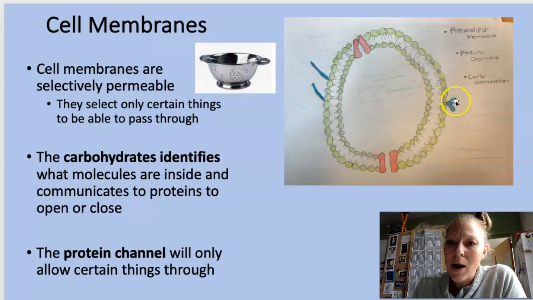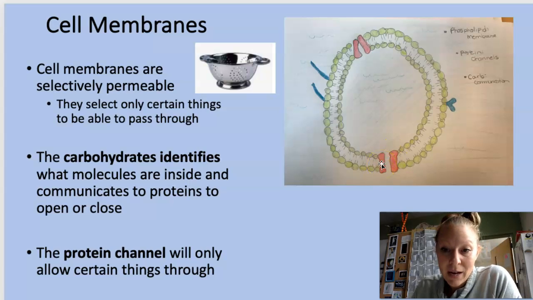So they use these carbohydrates on the outside as communication. So this will tell the cell, let's say another cell bumps into it or molecules on the outside are interacting with it. It tells the cell on the inside what's going on the outside, sort of like an antenna. And so these carbohydrates are going to be used to open or close these protein channels. So these protein channels allow molecules to pass through.